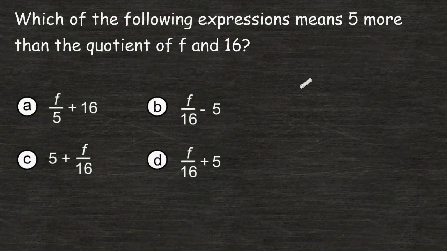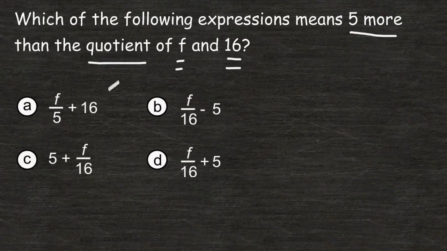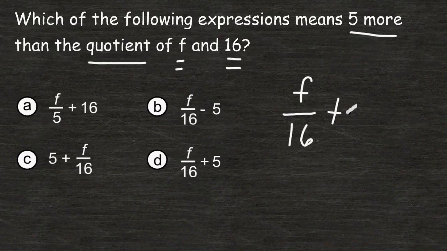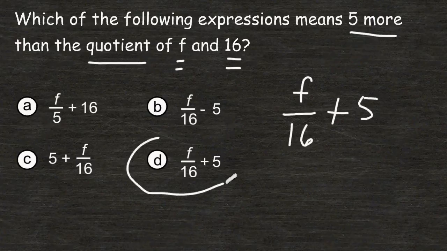For this problem, we have to determine which of the following expressions means 5 more than the quotient of f and 16. Well, the word quotient means the answer to a division problem. So we would have to find the answer to f divided by 16 and then figure out what is 5 more than that. And 5 more simply means plus 5. So the correct answer in this case would be choice D.